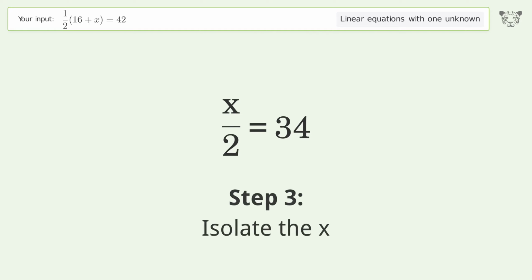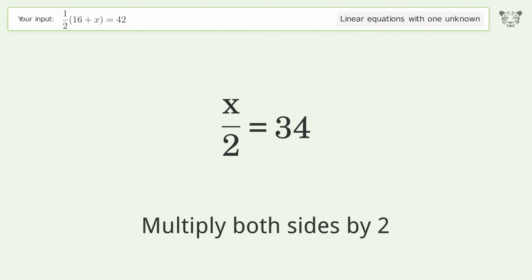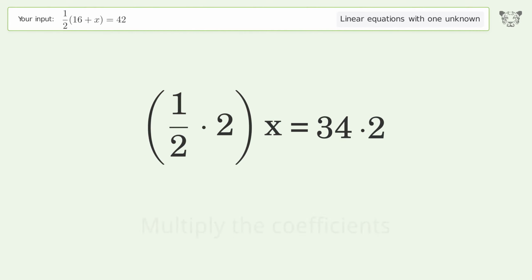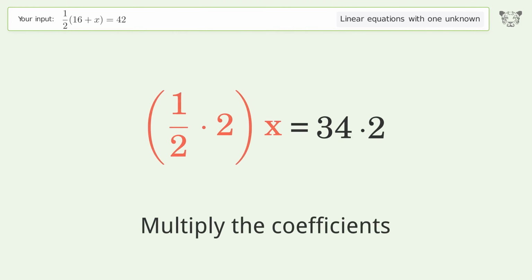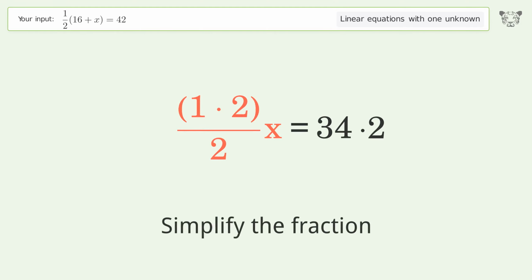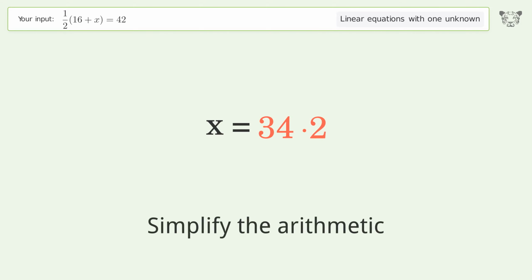Isolate the x. Multiply both sides by 2. Group like terms. Multiply the coefficients. Simplify the fraction. Simplify the arithmetic.